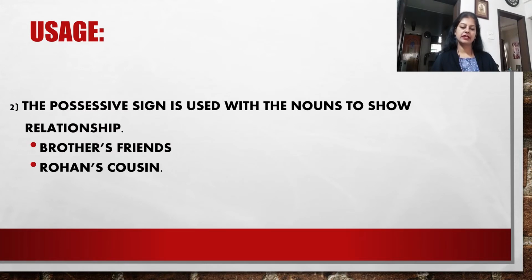Now the next usage is, the possessive sign is used with nouns to show relationship between brother, sister or any other relationship. For example, brother's friends, Rohan's cousin.